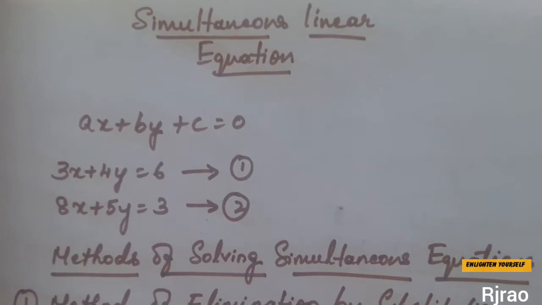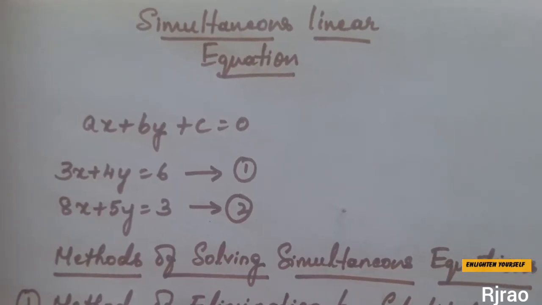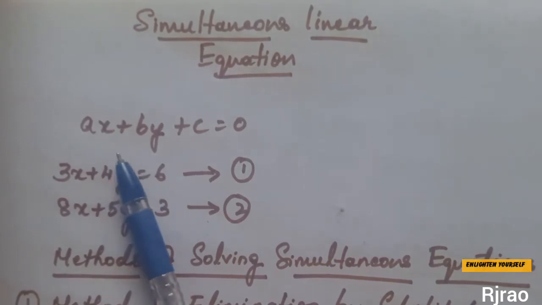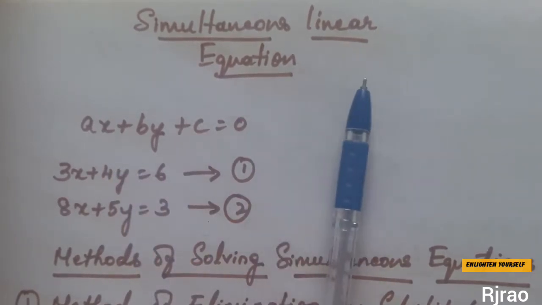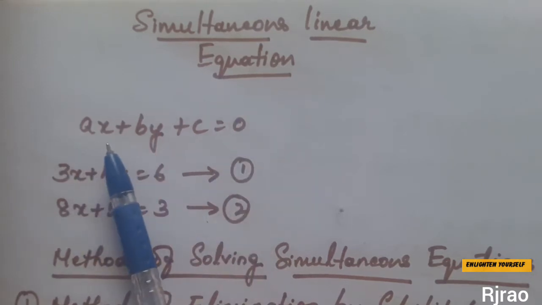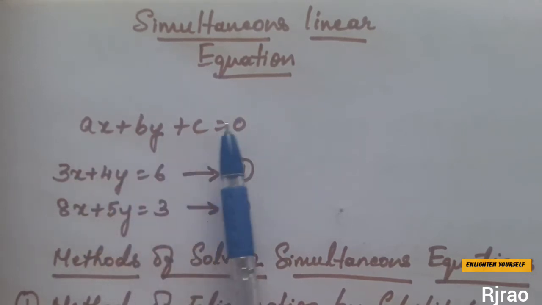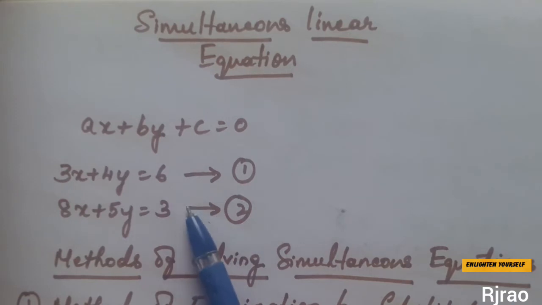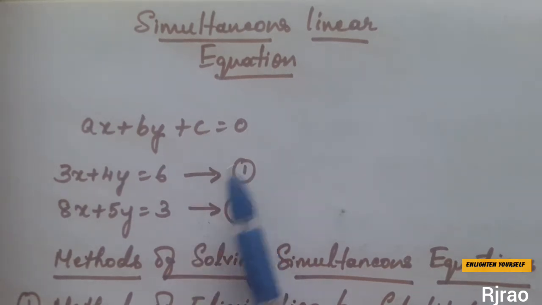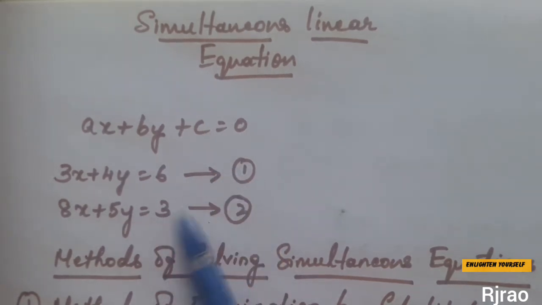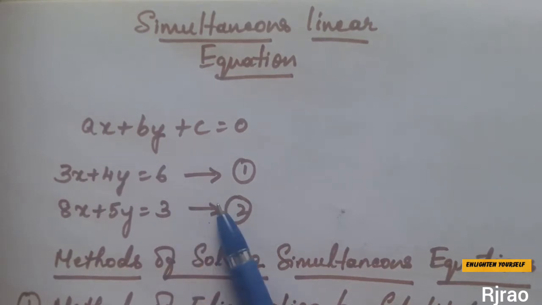Today we are going to start with simultaneous linear equations. In this, firstly we have to know what the general form of a linear equation is. The general form of a linear equation is ax plus by plus c is equal to 0. Two linear equations we have taken. These two equations contain the same two variables x and y in this case. So together such equations are called simultaneous linear equations.